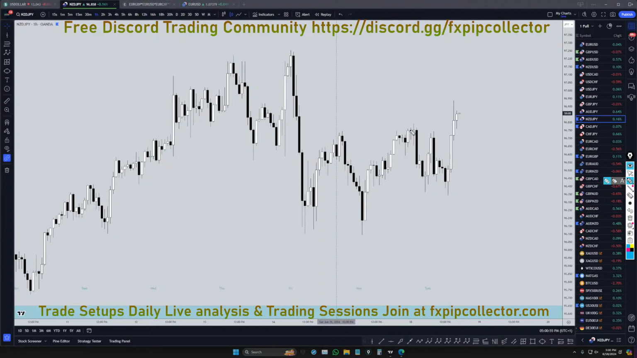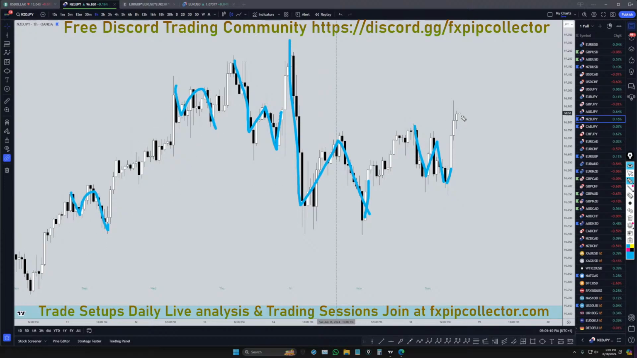Look at this on the 1 hour time frame. What happened today? One, two, three waves down, impulsive up, go long. One, two, three waves down, impulsive up, go long. One, two, three waves down, go long. One, two, three.